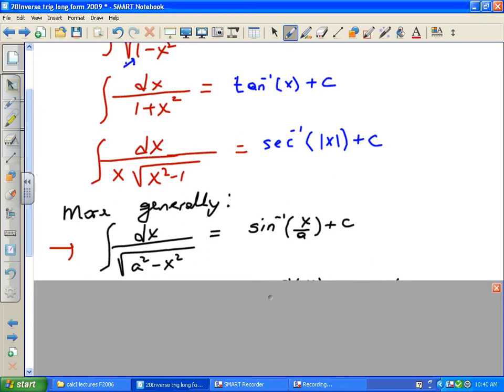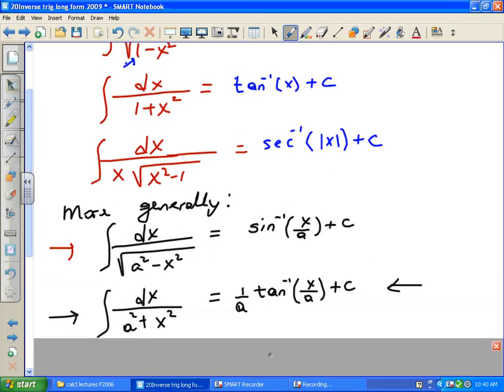Okay, and finally, the antiderivative of 1 over a squared plus x squared in the denominator equals... the moment you see the sum of two squares on the bottom, think about the tangent inverse function. And the rule says if you have the number a instead of a 1, then it's going to be 1 over a times tangent inverse of x over a. I want you to notice a difference here. In tangent inverse, there's an extra coefficient, 1 over a, up front. In sine inverse, you do not have that coefficient. Okay, this is not a typo. That's the way it works out.